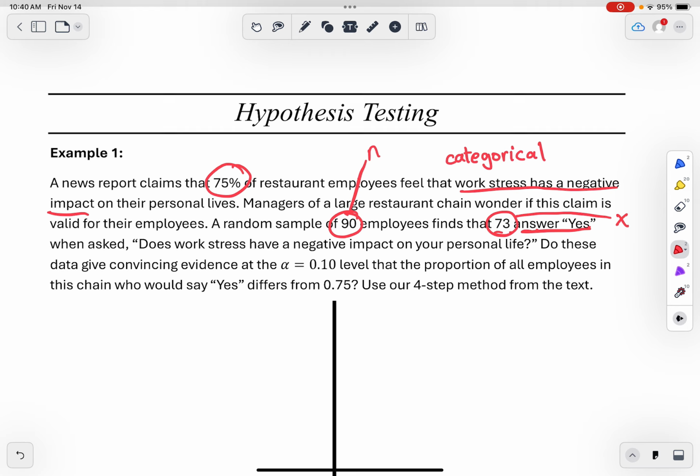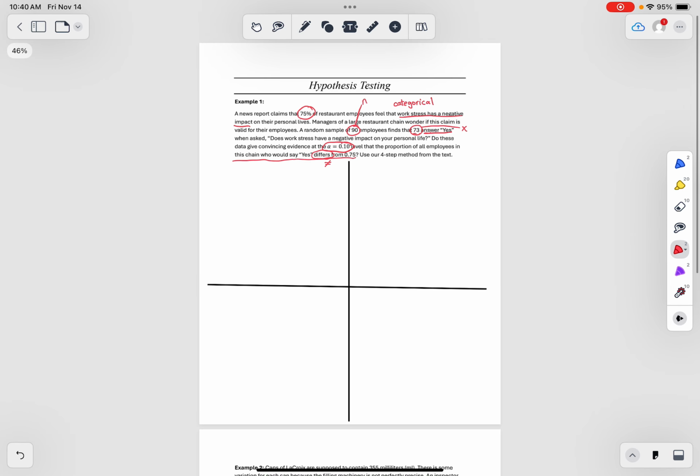And so they answered yes to that question, that work stress impacts their life negatively. And then, do these data give convincing evidence at the alpha, so we're told our significance level, that the proportion of all employees in this chain who would say yes differs. So that word differs is very important for us. That means it's not the same. So it means it's not equal to. And we're going to use our 4-step method. I've already broken up my actual physical paper into 4 steps. So let's get started, and we'll start with, of course, step 1.